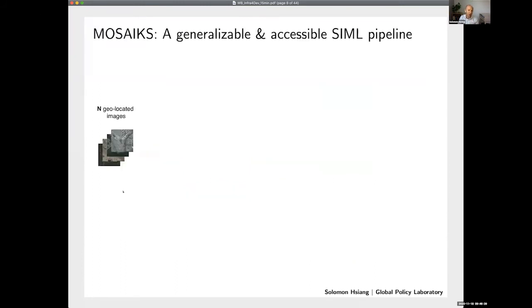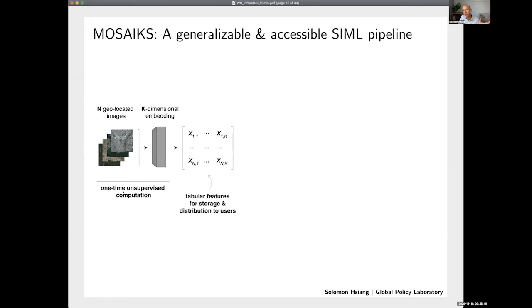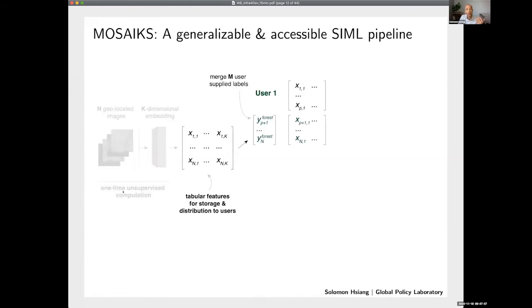And the way it works, this is a very simple cartoon, is you have a bunch of images, so that you know where they're located in space. What we do is take these images and turn them into basically a table of features. These are like the X's that you would have in any kind of regression model. This is a table that could be downloaded in CSV form, where there's a row for every single image. Now, these features are hard to interpret. They wouldn't make sense to you if you were to open it up, but they're very useful.